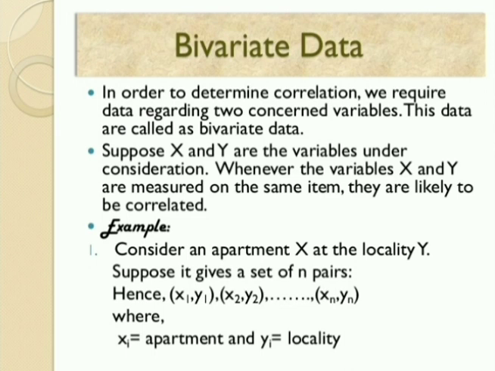Example, consider the rent of apartment X at a locality Y. As we know, the rate of an apartment depends on the locality and the facilities, amenities, and also its carpet area. Suppose it gives a set of n pairs, x1, y1, x2, y2, up to xn, yn, where xi is the rate of the apartment and yi is the locality and facilities.